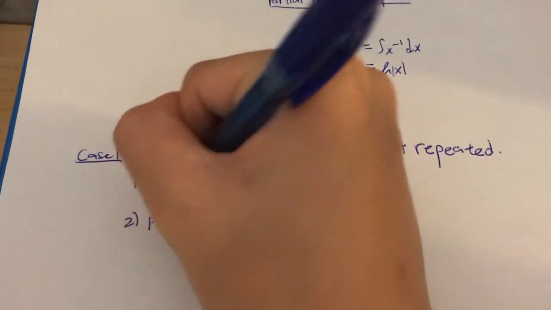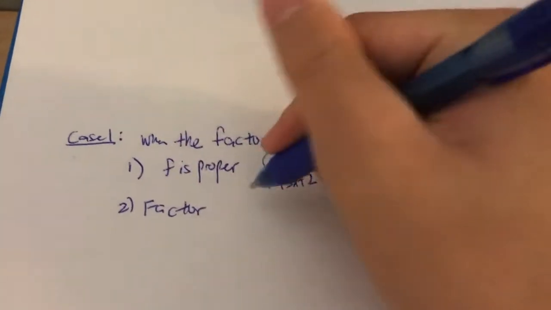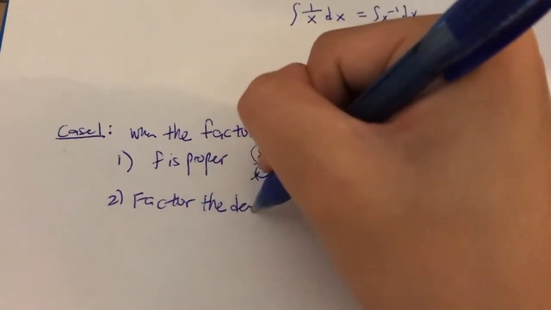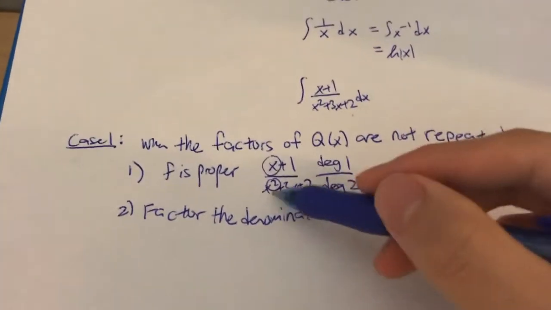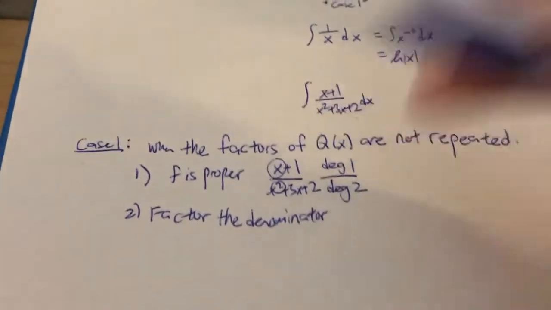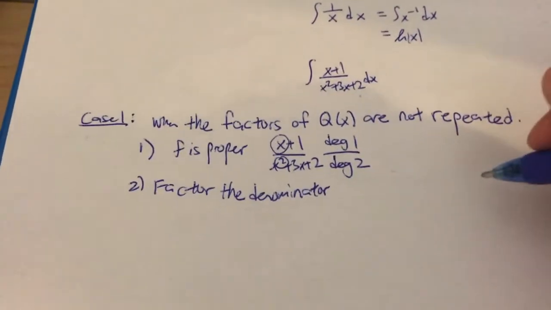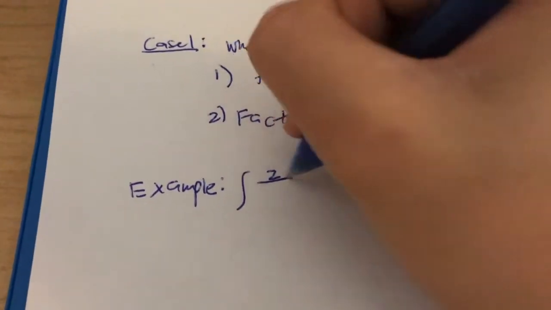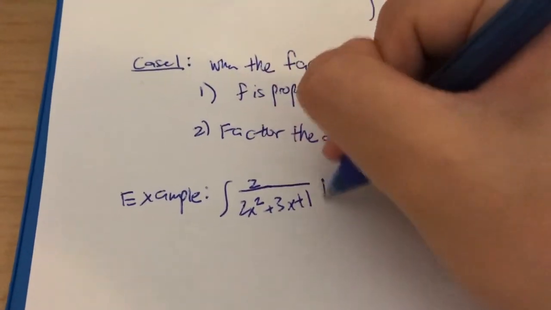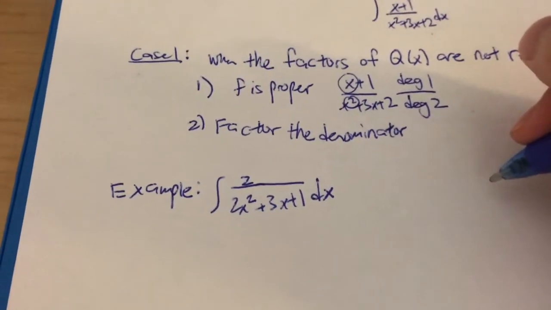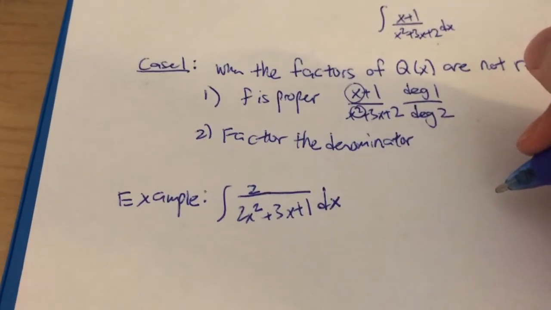The next step is you have to factor the denominator completely, okay? Very important, you have to factor the denominator completely. In this occasion, you can factor it out and then you can scratch it out, so that's not a good example. But I will go over a good example right now. So let's talk about the next example, in which I'm going to show you the integral of 2 over 2x squared plus 3x plus 1 dx. This is absolutely a perfect example for case number 1.